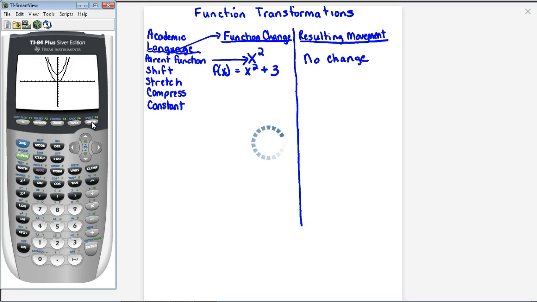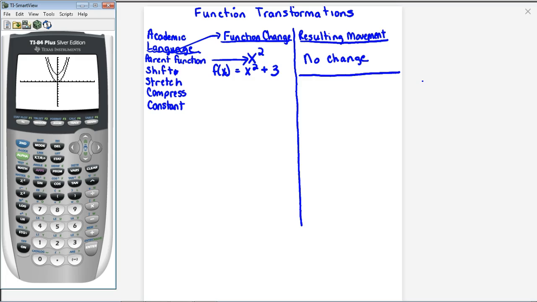Okay? And the resulting movement is that it shifted, okay? That is under our academic language. It shifted up 3. So if you add 3 at the end of your function, it shifts it up 3. I'm not going to write that down, so I'll be able to tell who's actually listening to this and who's just writing down what's there. But please take a moment and write down in your table here exactly what happened there. So x squared, when I added 3 to x squared, it shifted it up 3.